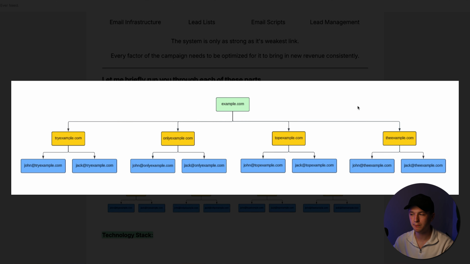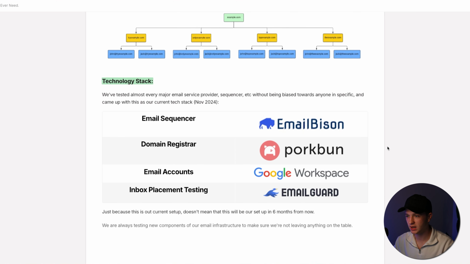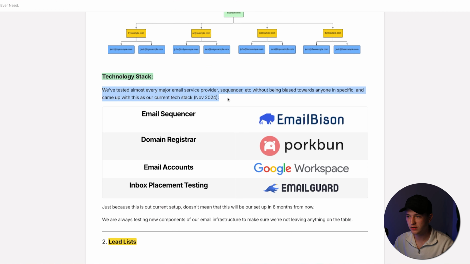You're going to buy more infrastructure, because that's what's going to make this infrastructure last long and also never go to spam. It's almost guaranteed that you're never going to go to spam unless there's a major update to this type of system. So let's say you want to take it from 2,500 emails per day to 5,000. You're not just going to stay at 100 email accounts. You're going to buy an extra 100 email accounts, just so that's clear. Next is the technology stack. We've used almost every major email service provider, sequencer, basically every component of the system.